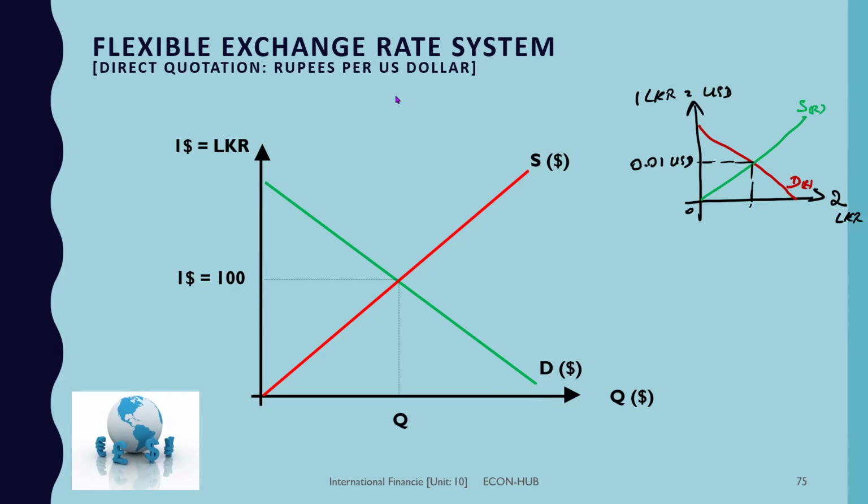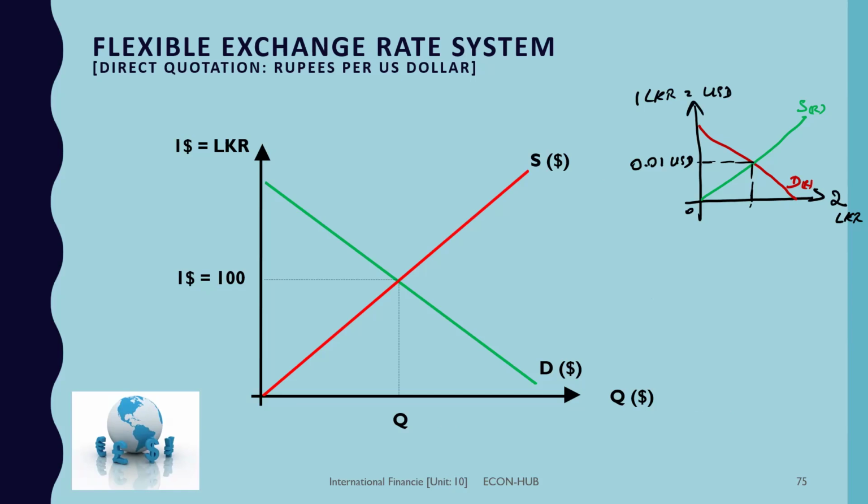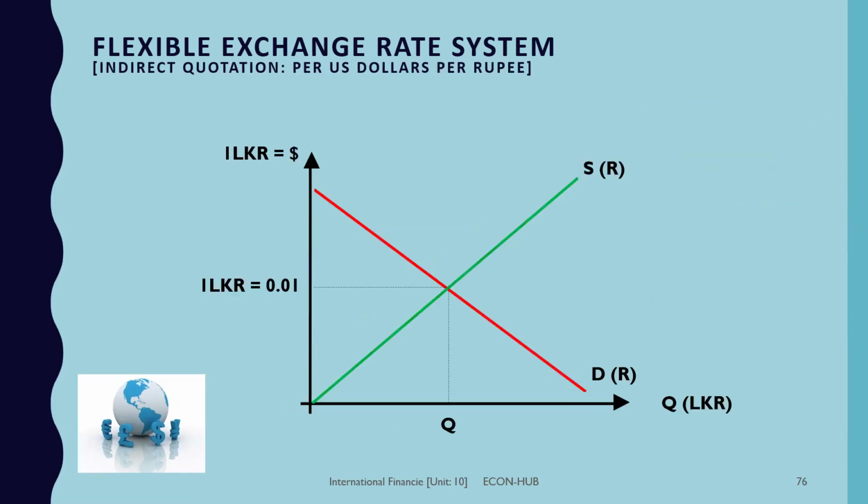Done? Okay. Now, if we look at the indirect quotation, how would this change? In the indirect quotation, what do you notice as the difference? The vertical axis in direct quotation is $1, how many rupees? Now it's 1 LKR, how many dollars?